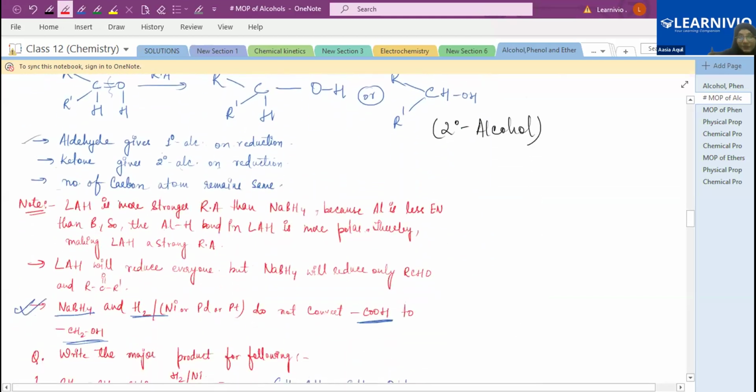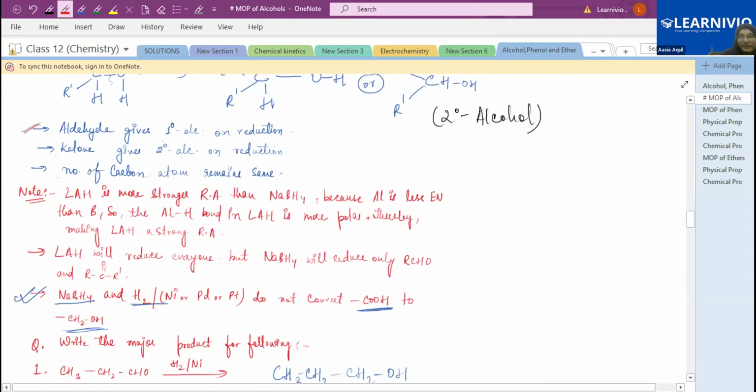Okay, this point is very important. So aldehyde will give you a primary alcohol on reduction. Okay, ketone will give you a secondary alcohol on reduction, and the number of carbons should remain the same. Okay, we are not supposed to increase or decrease the number of carbons. It should be the same.